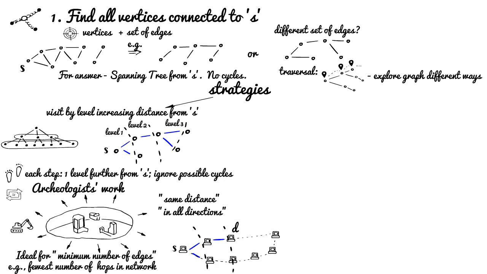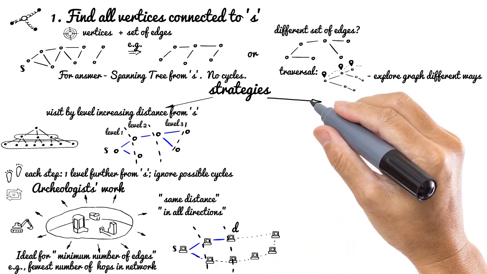So our increasing distance by levels strategy allows us to discover the most optimal spanning tree in terms of the minimum number of edges to all vertices connected to S.